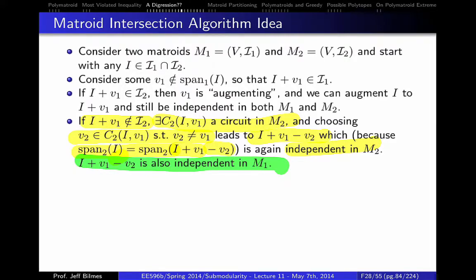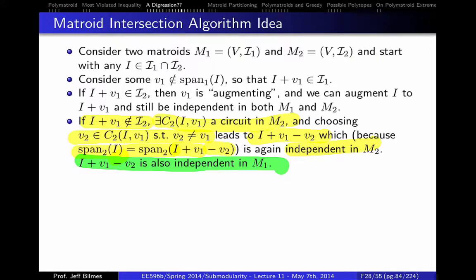Why is that? Because v2 is in the circuit. No. Exactly. Because a subset of an independent set is independent. So we could have removed anybody from there.